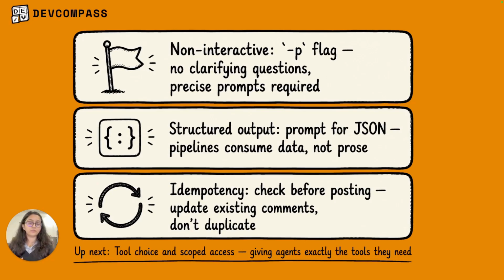The next section will shift to the remaining domain 2 gap, which is tool choice and scoped access, and then into domain 4 of the exam, which is prompt engineering. Those are the other 20% exam domains, and they are what the next close to 6-7 videos are going to look like. So I will see you in the next video.